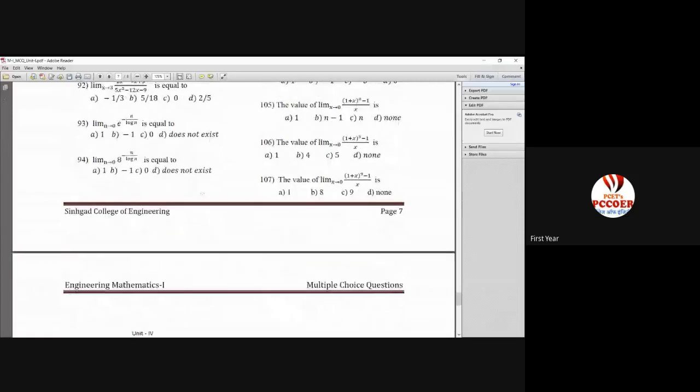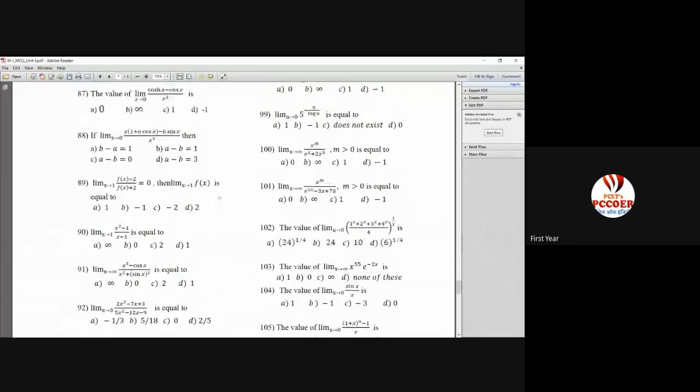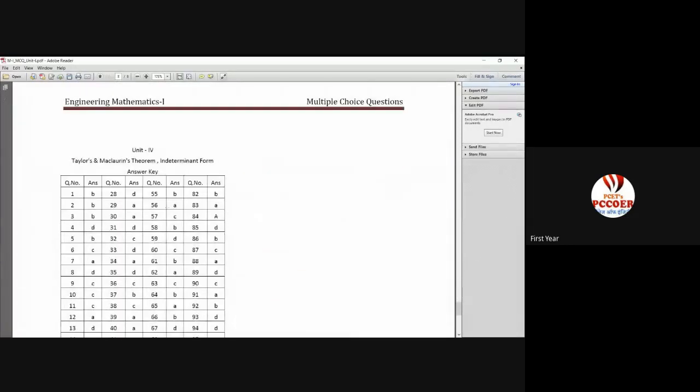There are many questions here. Some of them the options are not correct. So please solve and see whatever answer you get that will be correct. Which one was not correct? 7 is not A, it is D. And 4 it is not D, it is I think C.